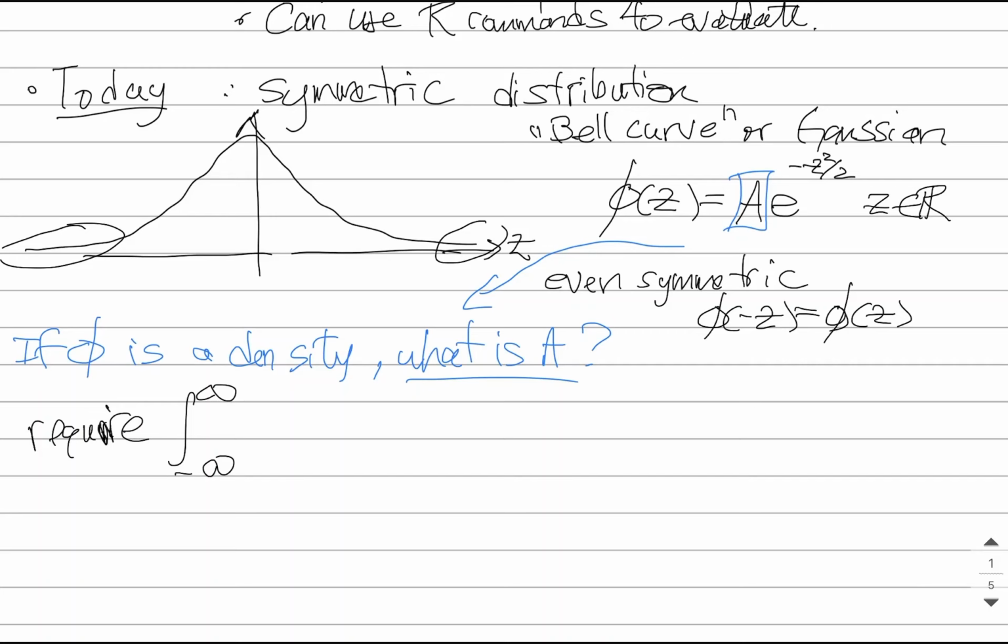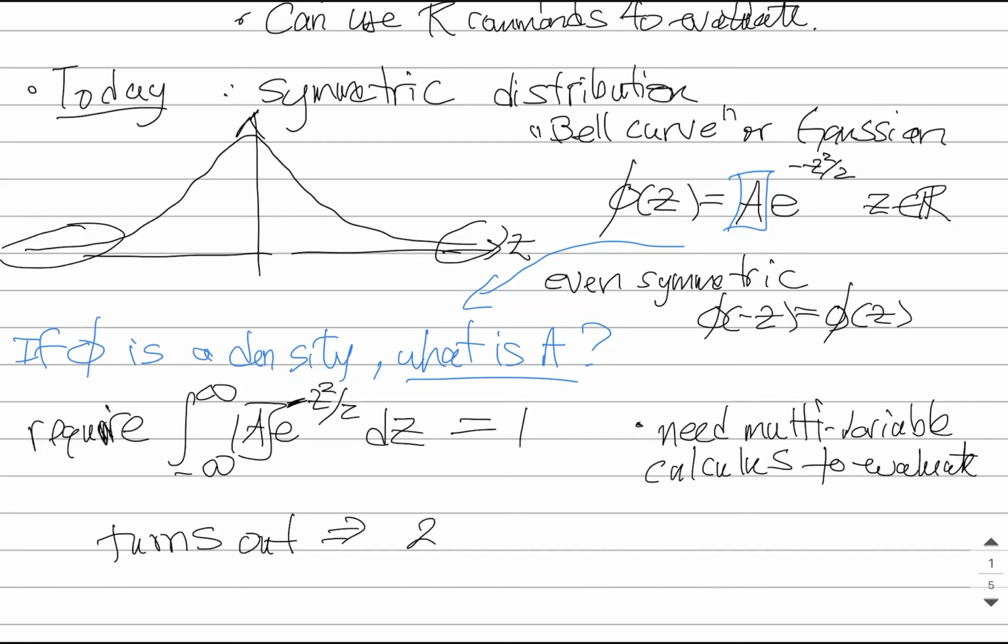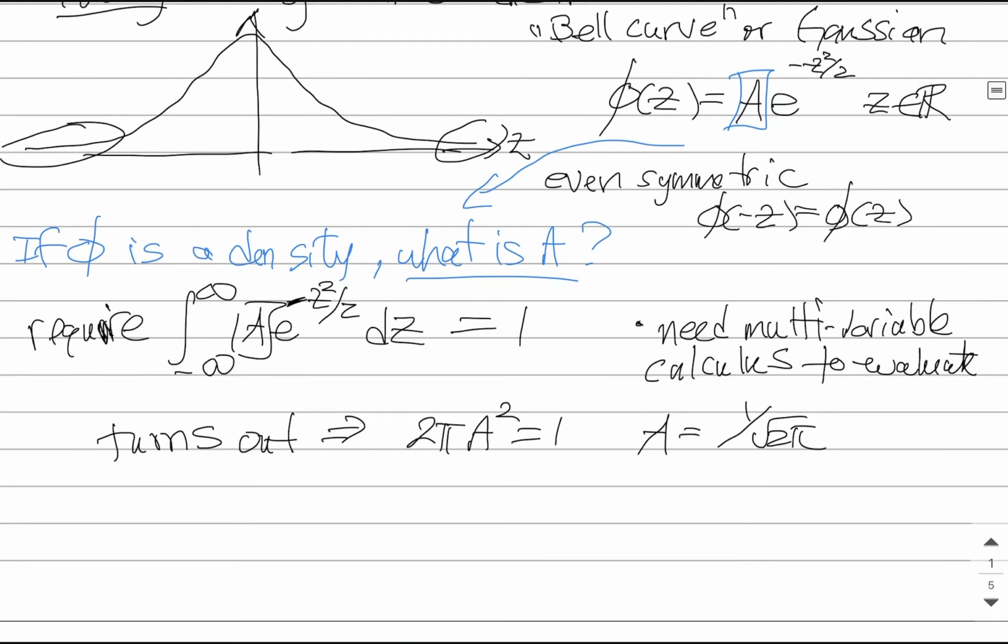So we require the integral of this density or potential density to be 1. And in order to do that, we need to figure out what a is. Now, unfortunately, even though this is what's called a single variable integral, you need multivariable calculus to be able to evaluate it. It turns out here that 2 pi a squared is equal to 1. And because a density function has to be positive, we will take the positive root. So it will turn out that a will need to be 1 over the square root of 2 pi.